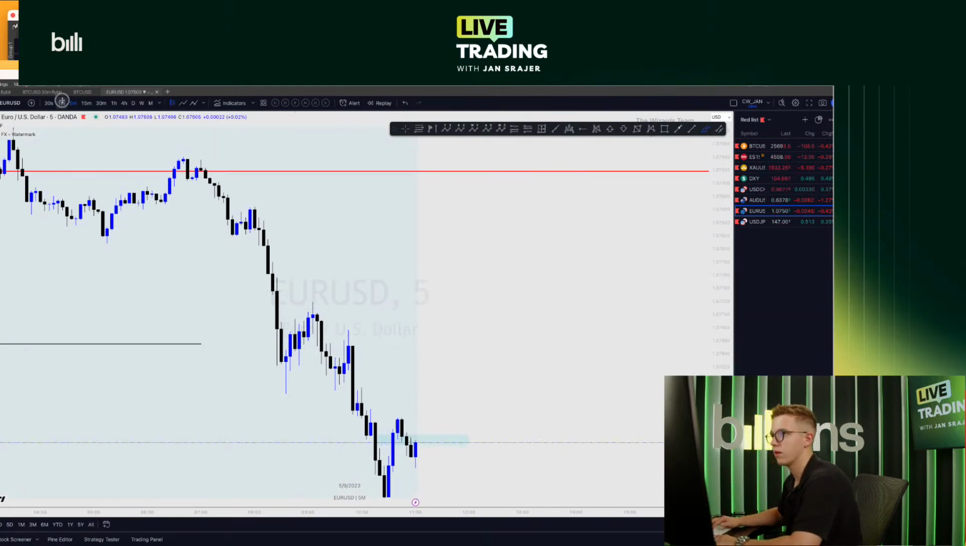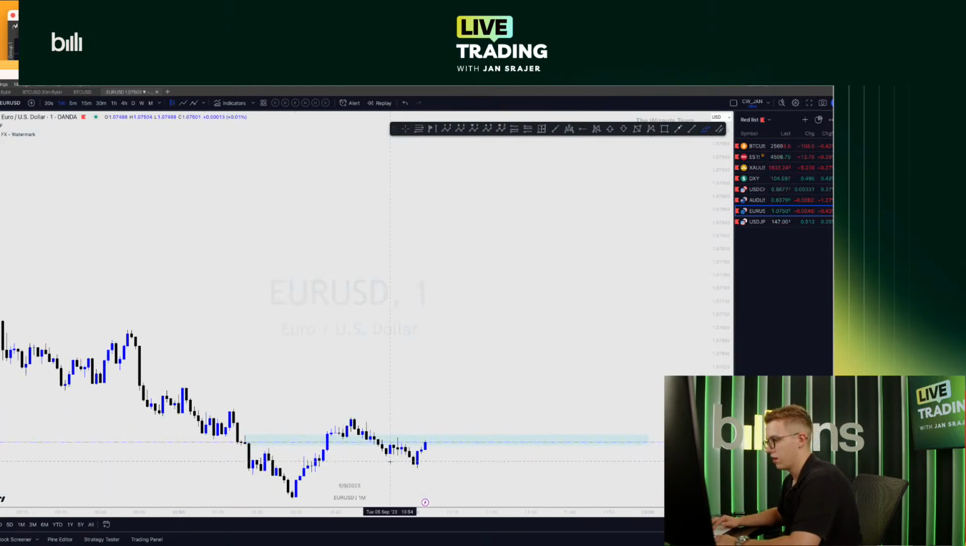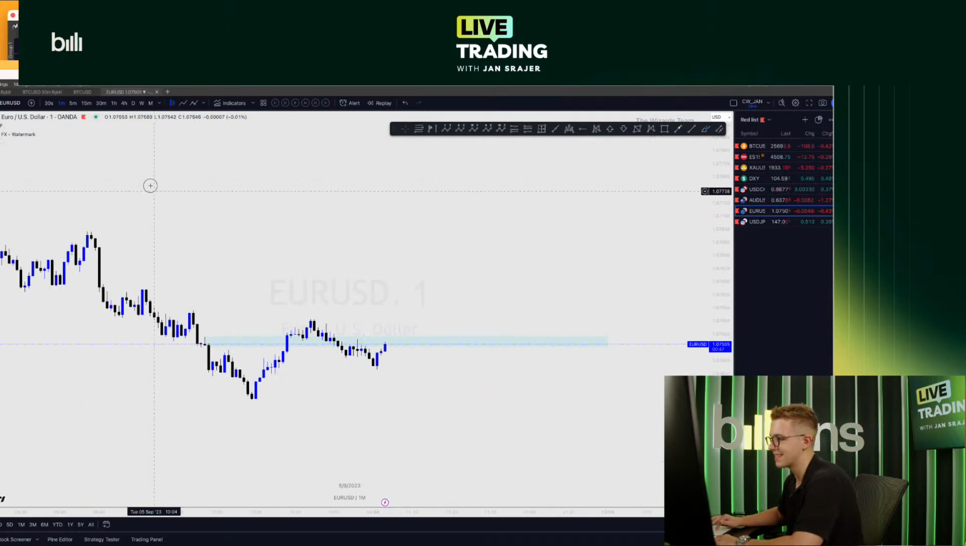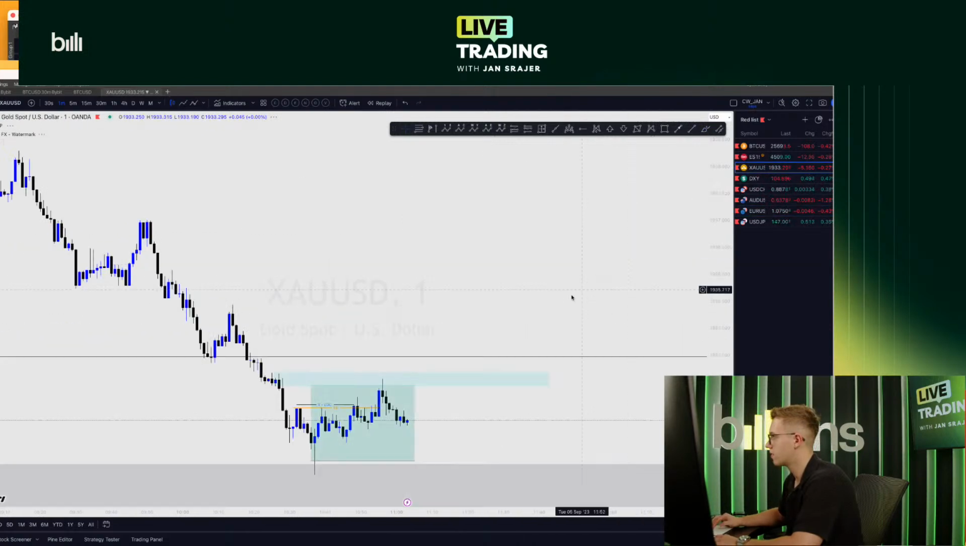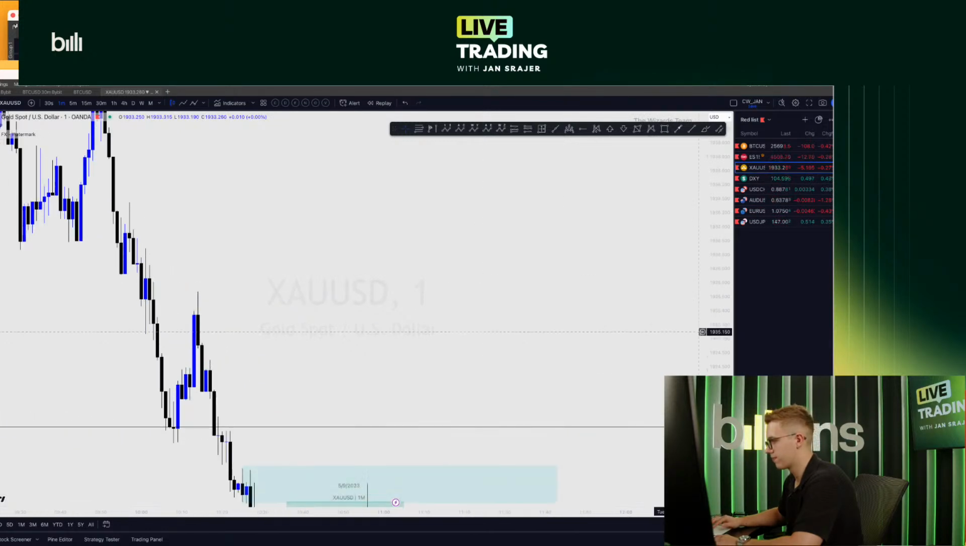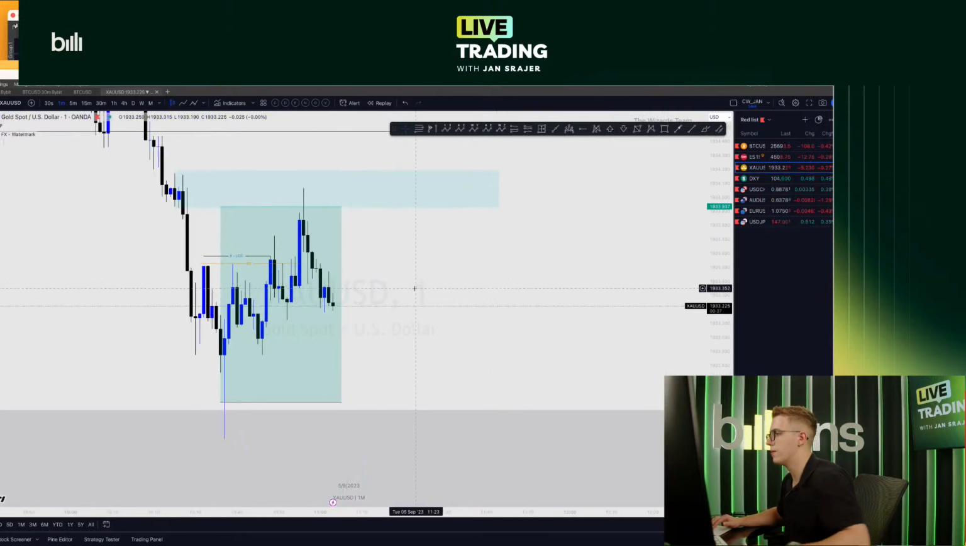What about EU? Look at these demand zones. That 1 minute demand, if you know how to use them, it's such a powerful tool. I think gold will go back down to the break even, but it's fine. It's kind of the plan that we had, so not a big deal at all.